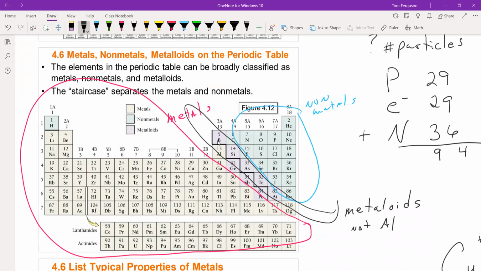And those are either side of that dark zigzag line, except for aluminum. So there's silicon, germanium, arsenic, tin, etc. So three main groups: metals, nonmetals, metalloids. Now, metalloids are extremely important in our day-to-day life.